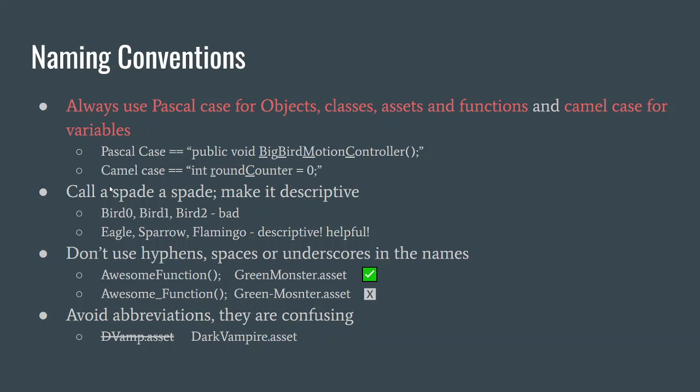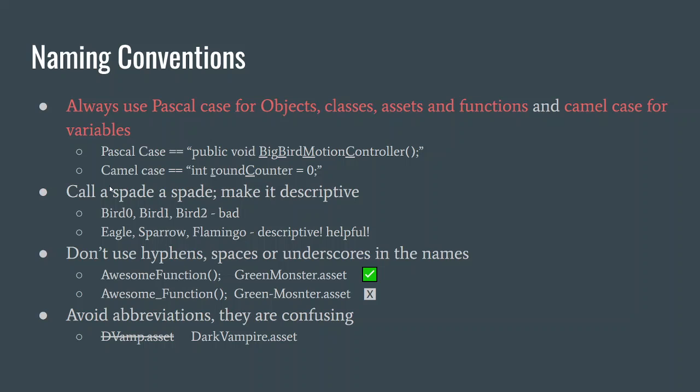Avoid abbreviations at all costs. They're really confusing. Names should clarify, not confuse. So if your names are abbreviated, you should probably just try and avoid that unless it's absolutely necessary. Like in this case, I've got darkvampire.asset. You shouldn't shorten it to dvamp. That's not descriptive, and someone who doesn't know that there's a dark vampire in this game or program probably won't know what a dvamp is, as an example. So something to keep in mind.